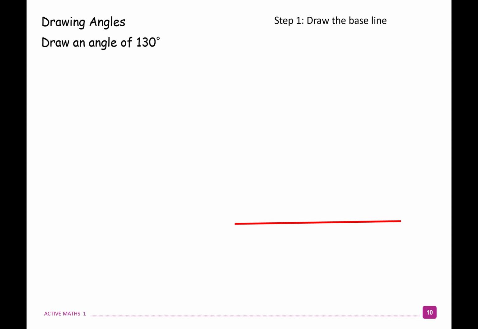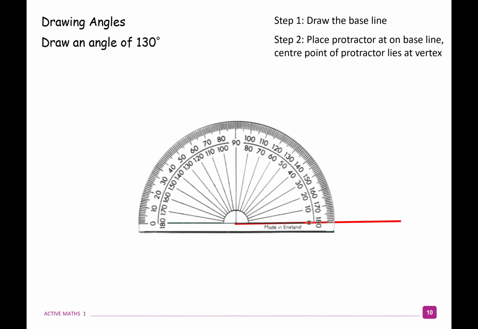Step 1, draw your baseline. Step 2, place your protractor on the baseline, and the center point of your protractor will lie at your vertex. So my vertex is the end point of my baseline, and that lies at the center point of my protractor.